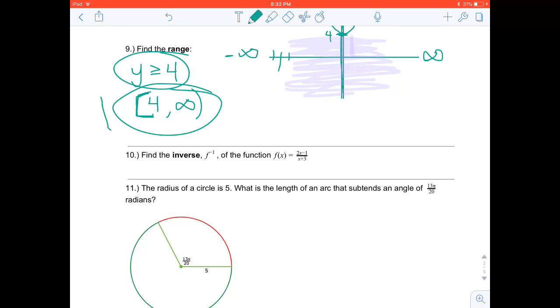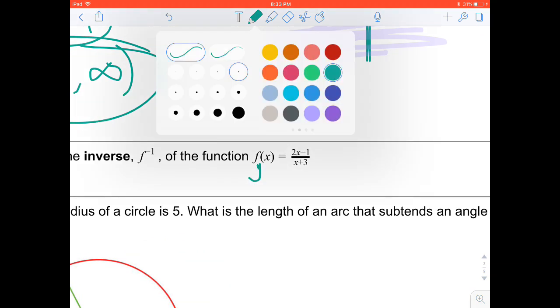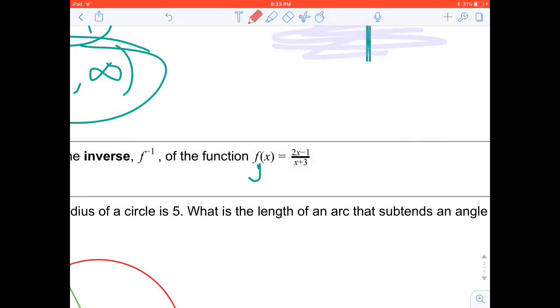And we have inverses. So to find inverses, you always want to think switch x and y. So our y is this f of x value here. I'm going to switch that with the x's on the other side. This will become x is equal to 2y minus 1 over y plus 3. So to find the inverse, we need to solve for y now.